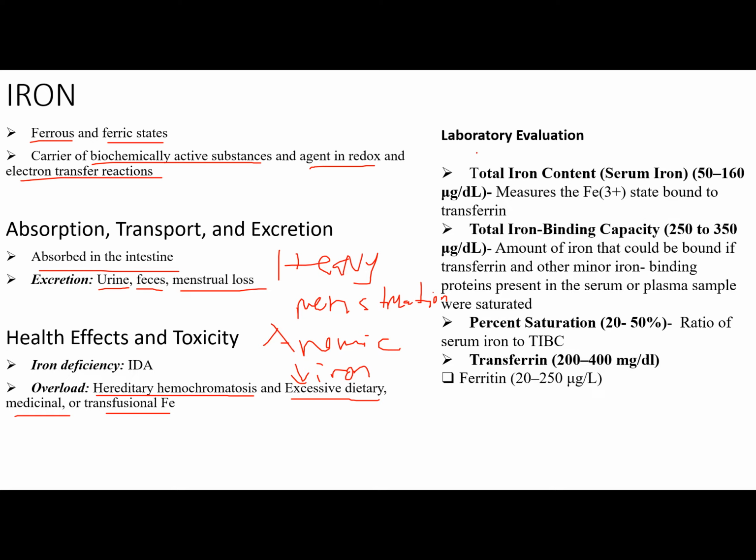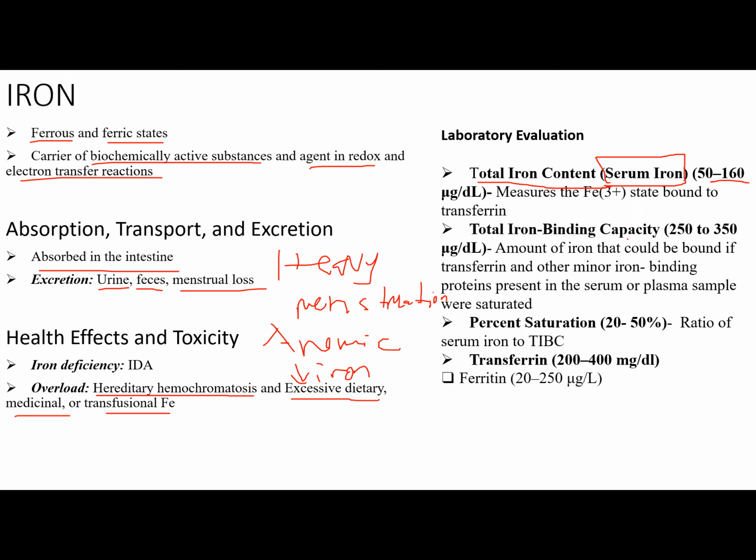Now, in evaluating iron, there are four tests that you need to take note of. I believe this was discussed in your hematology one, in your anemia. We have your total iron content. When it comes to total iron content, you're testing for serum iron. Normal value is 50 to 160 micrograms per dL. It measures the ferrous state bound to transferrin.